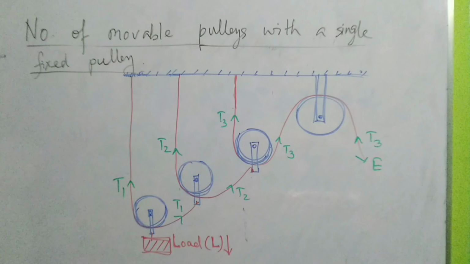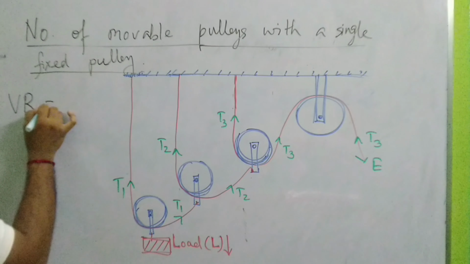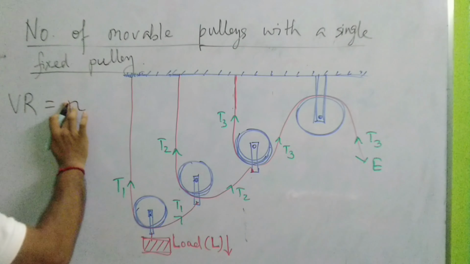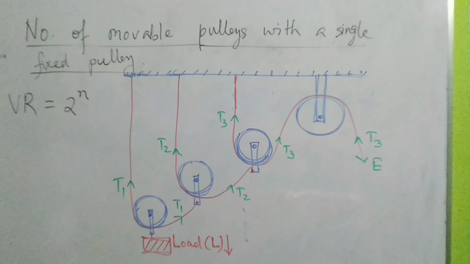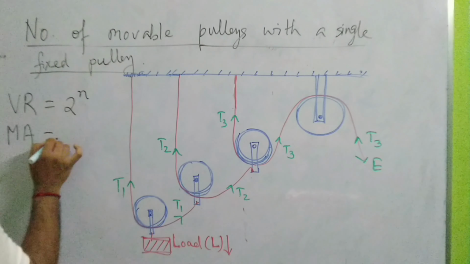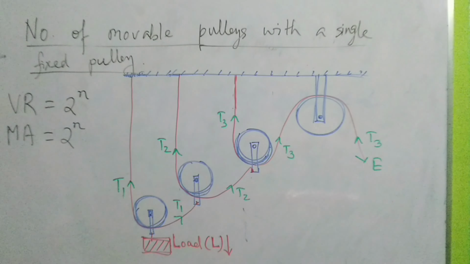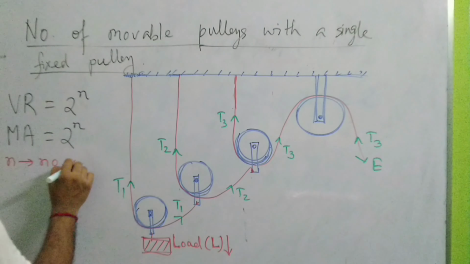If we finally put the values of load and effort in the formula for mechanical advantage, or velocity ratio, then the velocity ratio will come out to be 2 to the power n. And if we consider the ideal pulley system, then the mechanical advantage also comes out to be 2 to the power n. Let me point out that this n denotes the number of movable pulleys, not the total number of pulleys, only the number of movable pulleys.